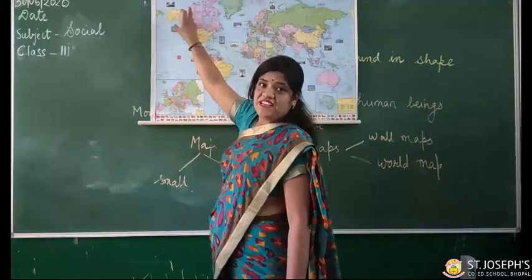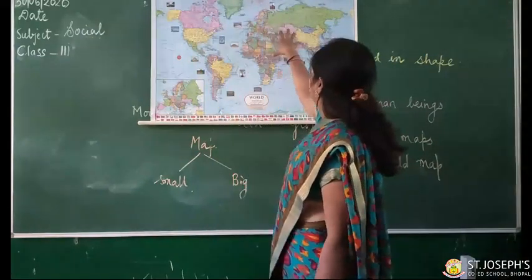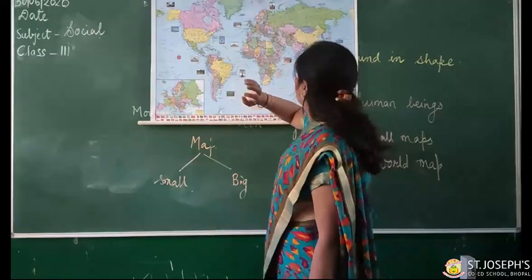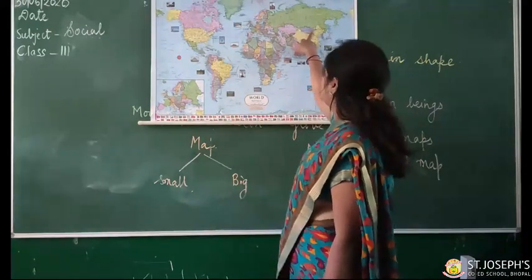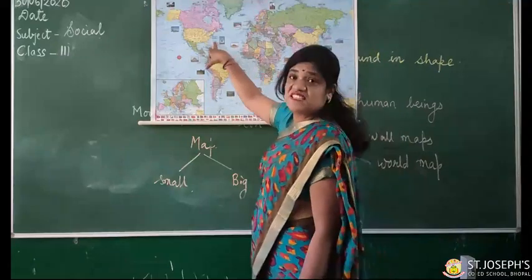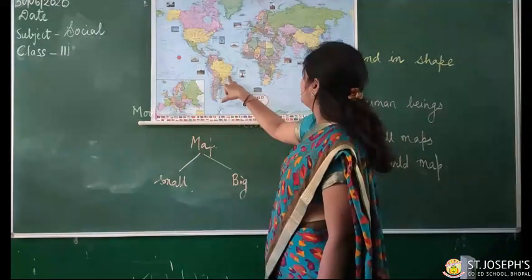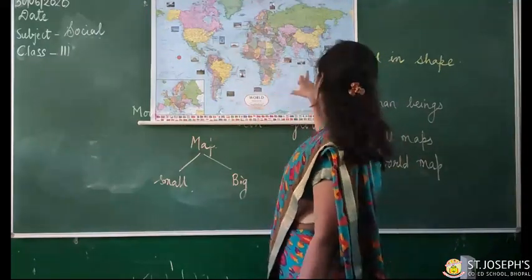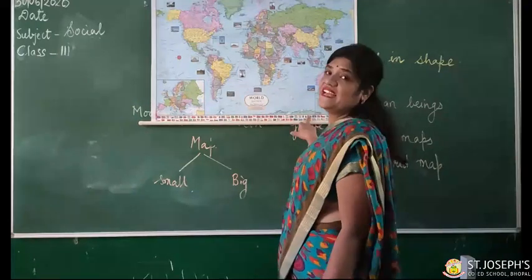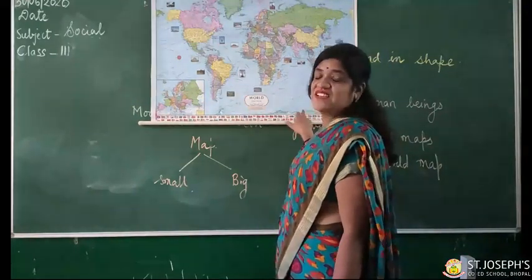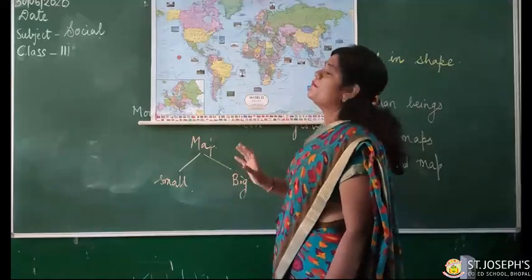Okay, am I clear to all? And these 7 continents, if we talk about, this is Asia, then this is Africa, this is North America, this is South America, this is Europe, here it is Australia, and finally it is Antarctica. Okay, so this is all about maps.